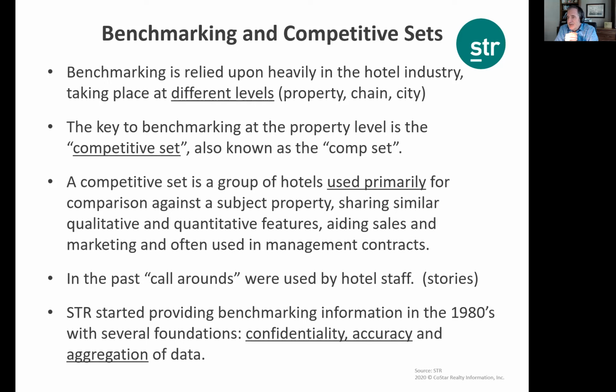And one of the keys to that is the competitive set. Also, you'll see we'll refer to that as the comp set. Now, a competitive set is a group of hotels used primarily for comparison against a subject property. They share similar qualitative and quantitative features, which we'll talk more about in a minute, but they aid the sales and marketing departments. They're often included in management contracts as well.